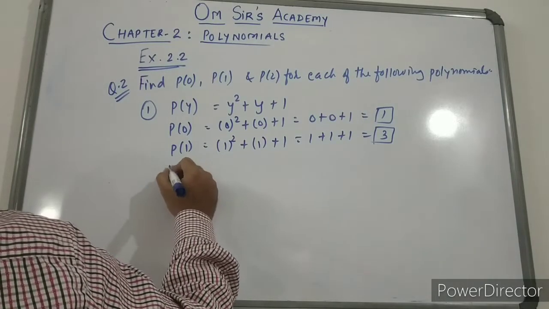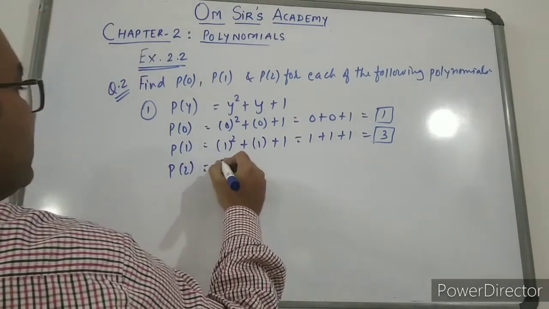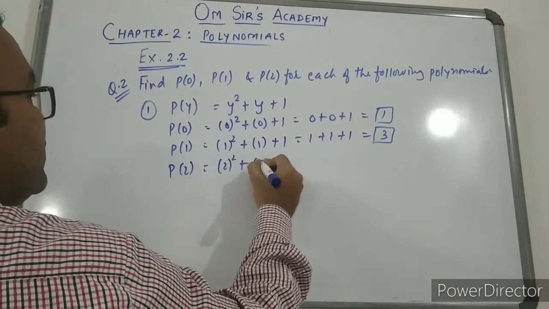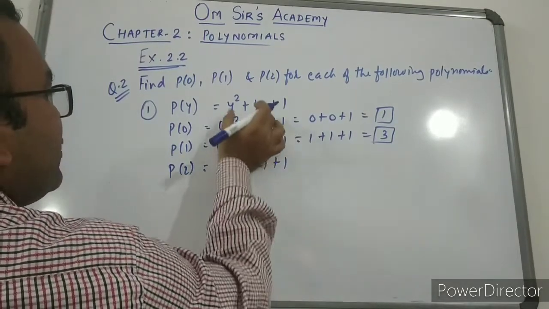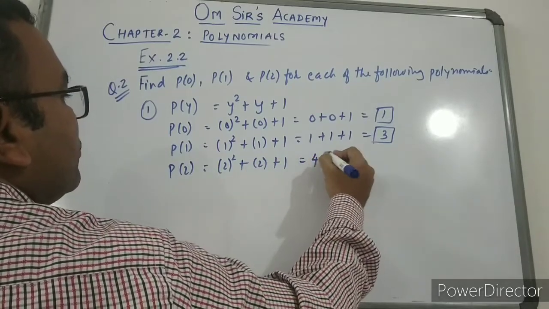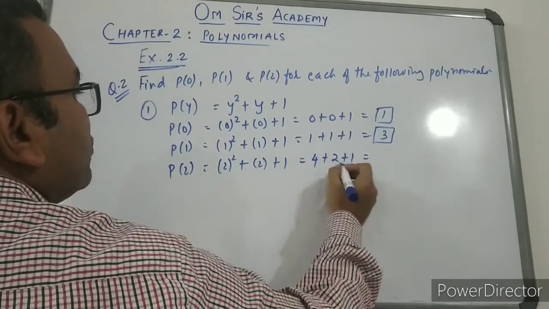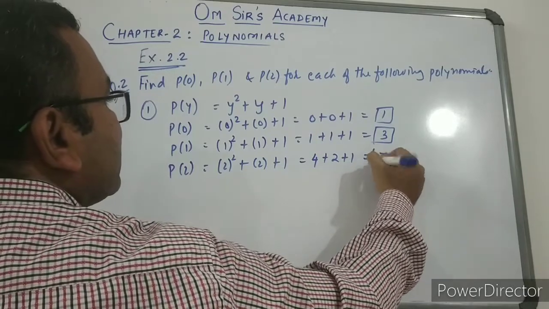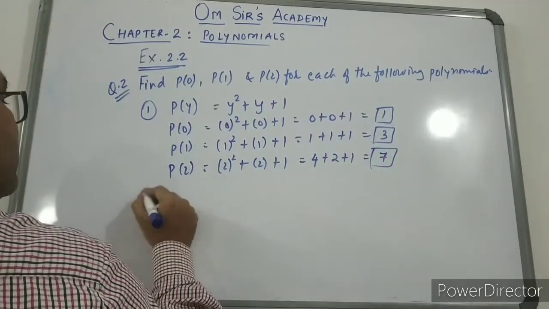Then p of 2, that is equal to 2 square plus 2 plus 1. Instead of y, we have to substitute 2. So what is 2 square? 2 square is 4, plus 2 plus 1. 4 plus 2 is 6. 6 plus 1 is 7. So this is the first one.